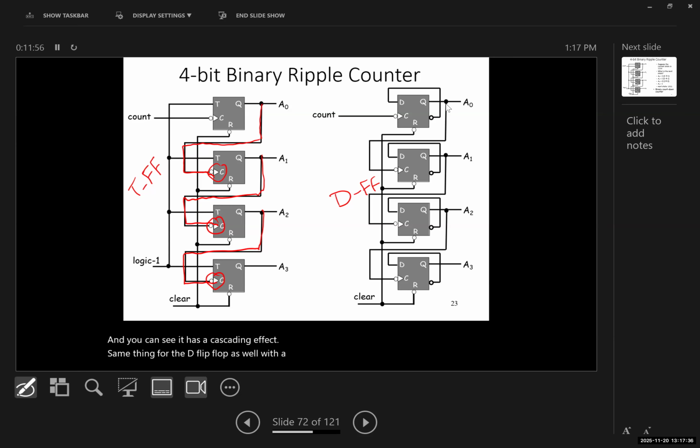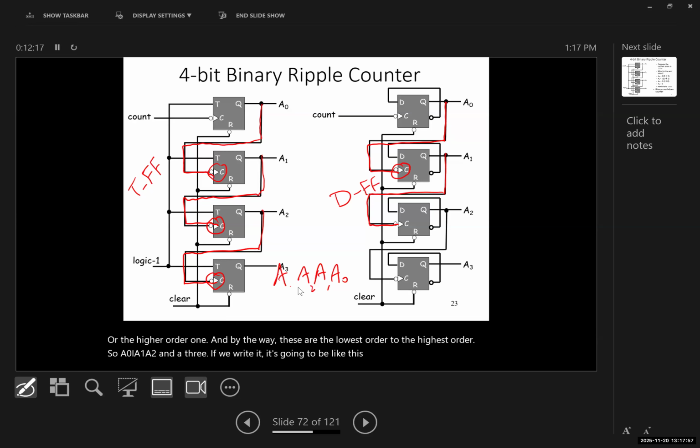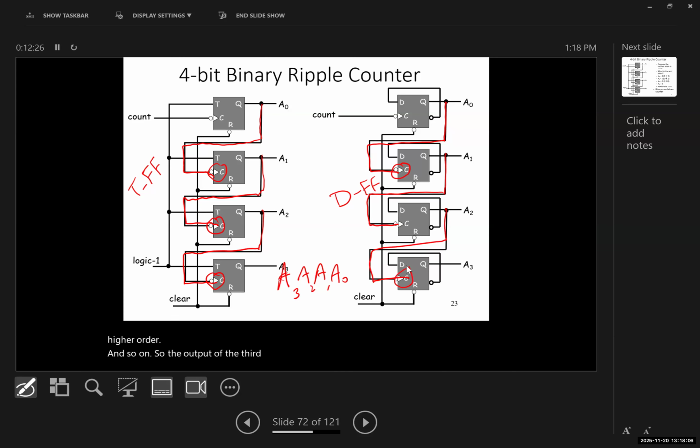In a D flip-flop, again, the output of the first flip-flop controls the clock of the second one, or the higher order one. And by the way, these are the lowest order to the highest order. So A0, A1, A2, and A3, which is the higher order. And so on. So the output of the third one also controls the clock of the fourth one.